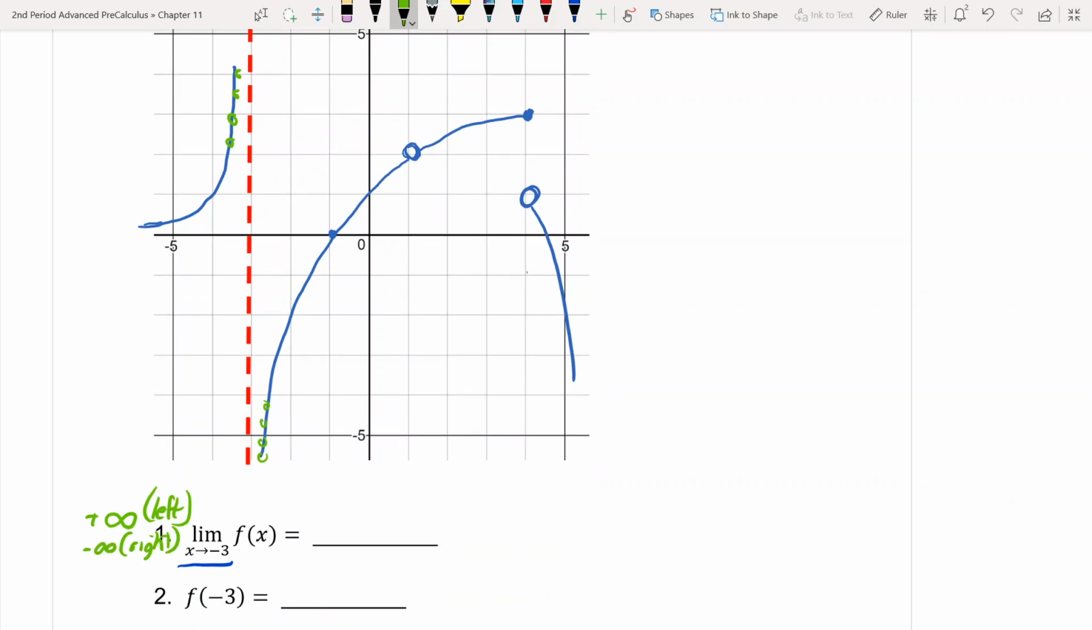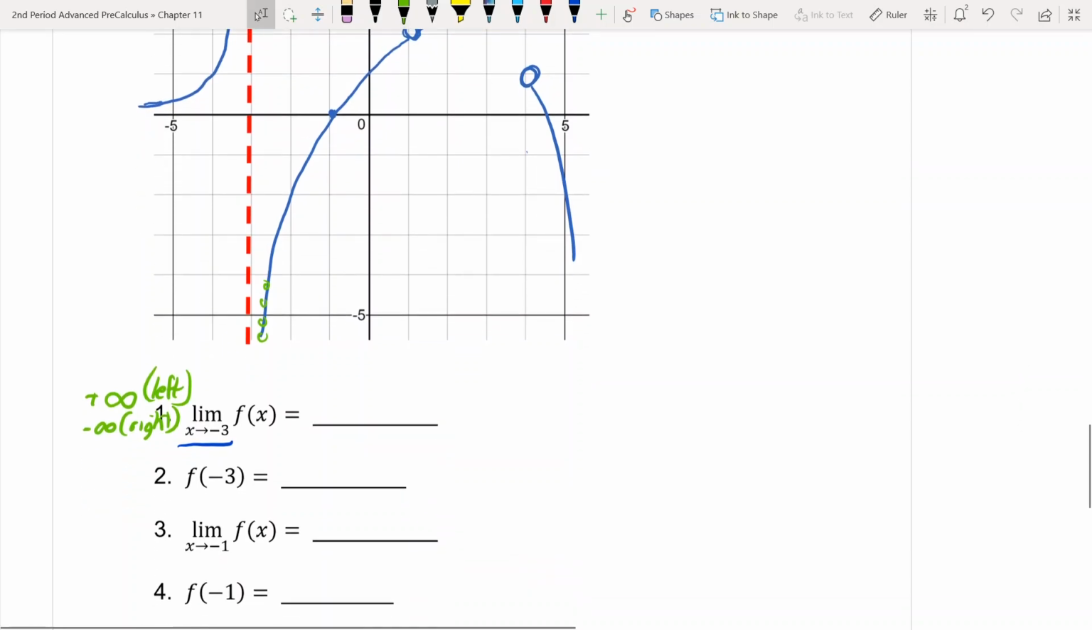We talked about how infinity is a concept, not a number, and so it's not converging, it's not approaching a single value. So the limit as x approaches -3 does not exist. That's a DNE, does not exist. f of -3. Is there an answer at f of -3? And the answer is no. We've got a vertical asymptote, so we are undefined.